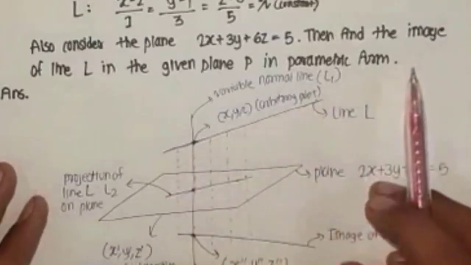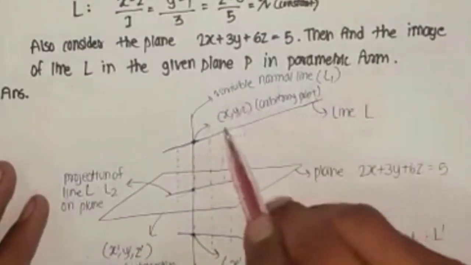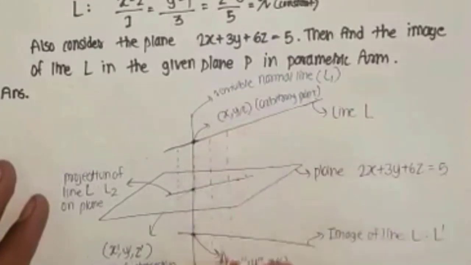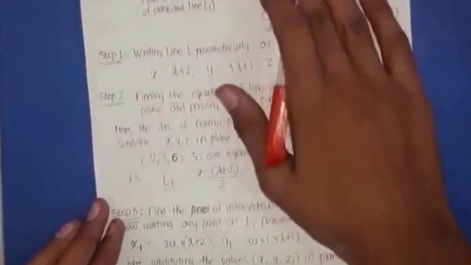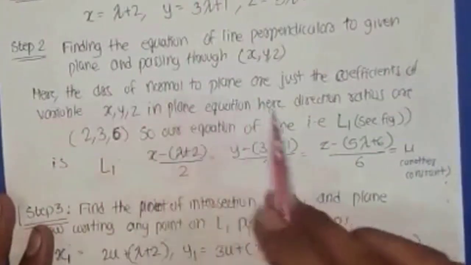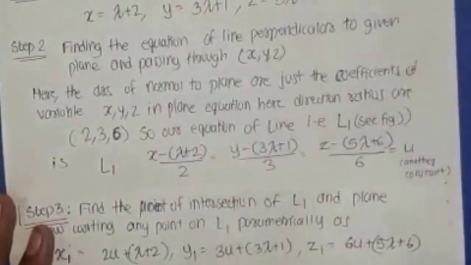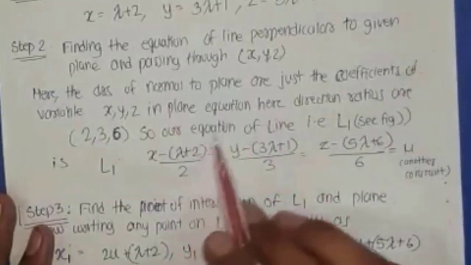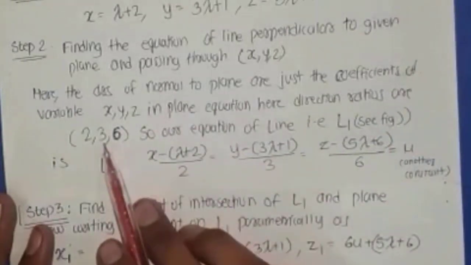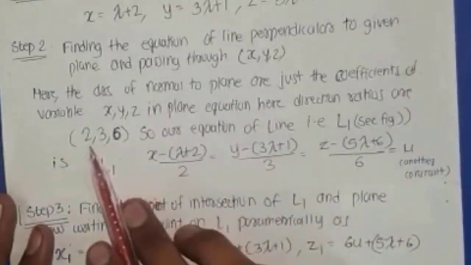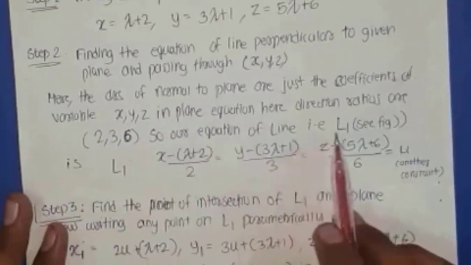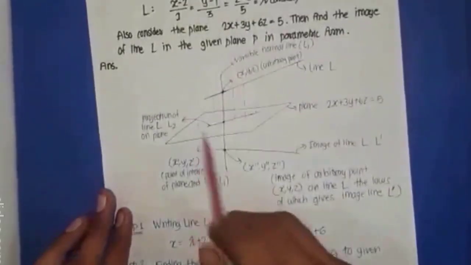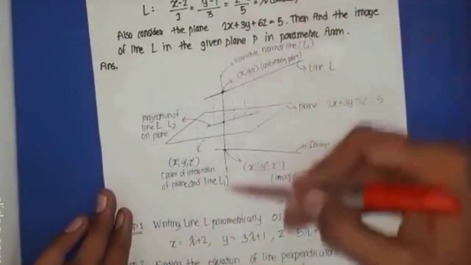Now we have to find the equation of line which passes through this point x comma y comma z and is normal to this plane 2x plus 3y plus 6z equal to 5. So the way we do it is, here the DRs of the normal to the plane are just the coefficients of the variables x, y, z in the plane. Since the plane equation is 2x plus 3y plus 6z equal to 5, the DRs are 2, 3, 6. So the equation of the line, that is L1, which in the figure is the line perpendicular to the plane.